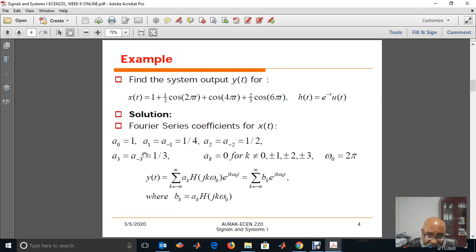Then we found the AKs. Then the output is the summation from k equals minus infinity to infinity, in this case from minus 3 to 3, because we have only from minus 3 to 3, of b_k times e raised to jk omega naught t. So we need to get the Bks, okay? Before we get the Bks, we need to find the frequency response of h of t.